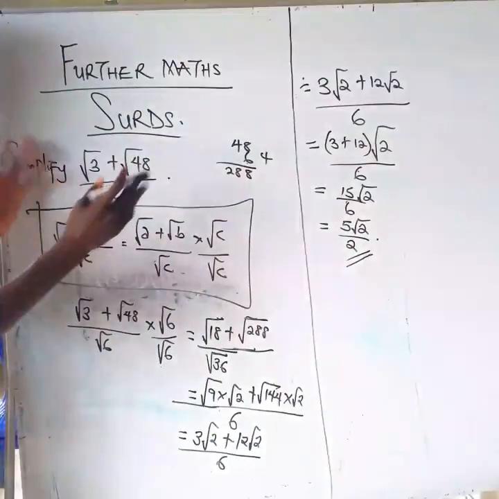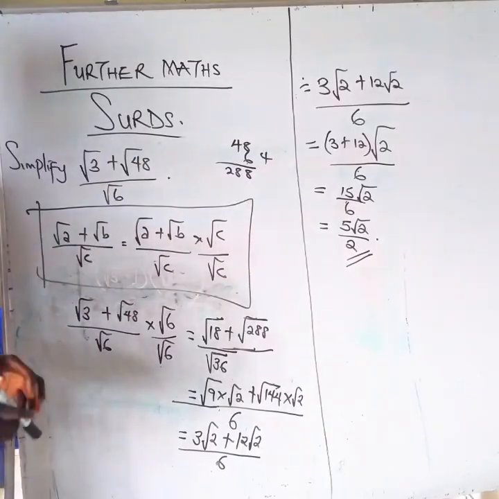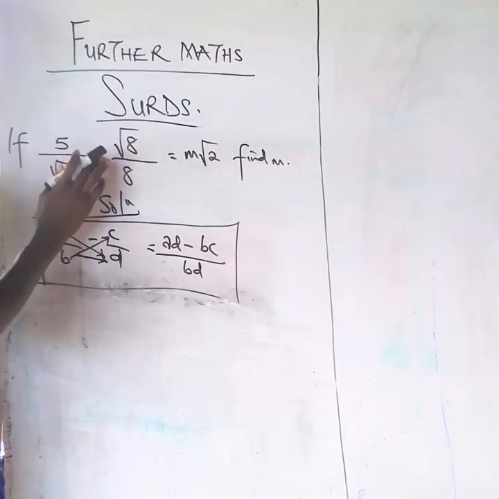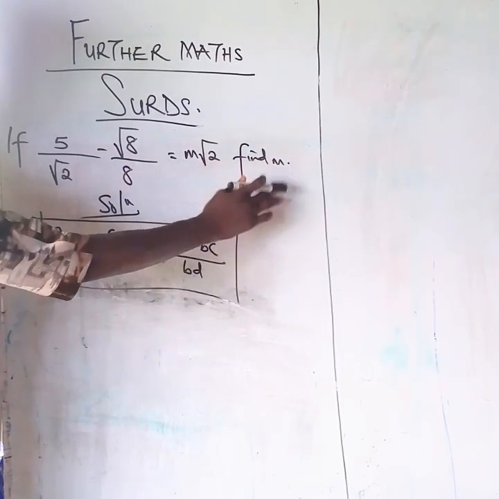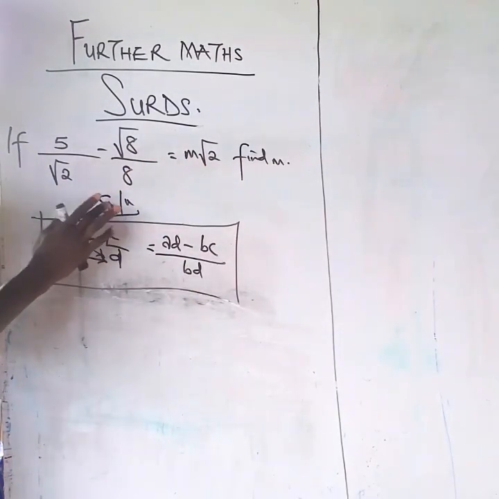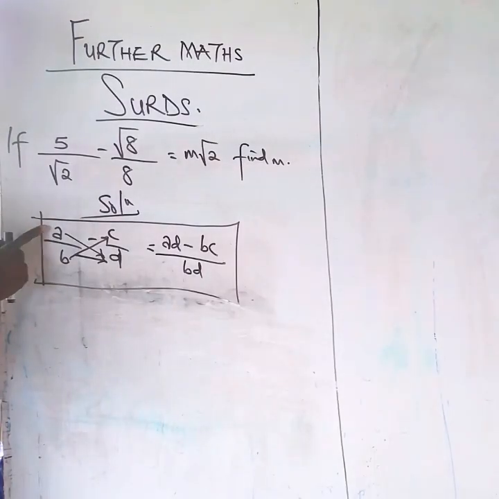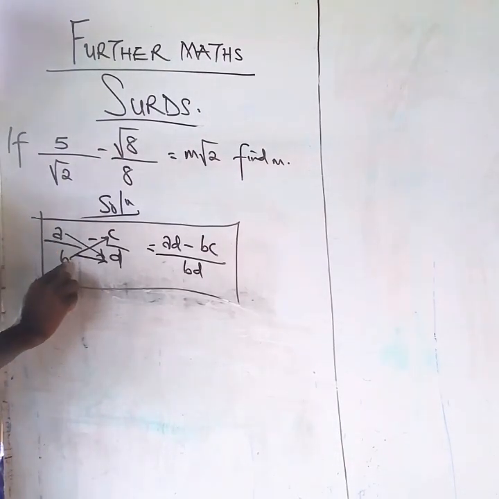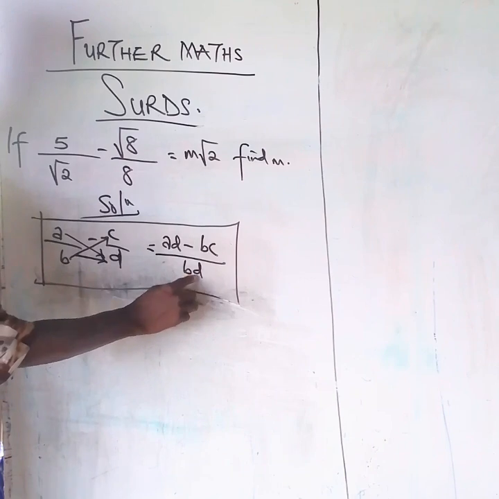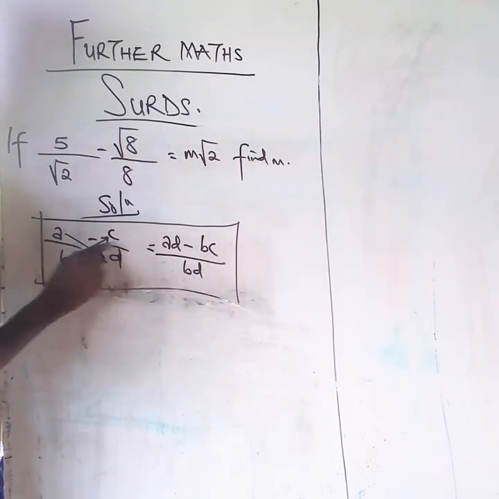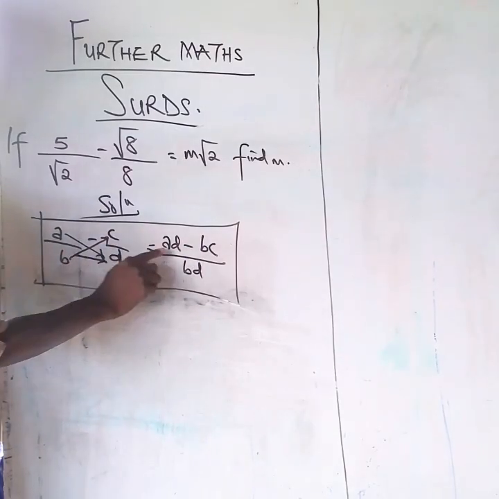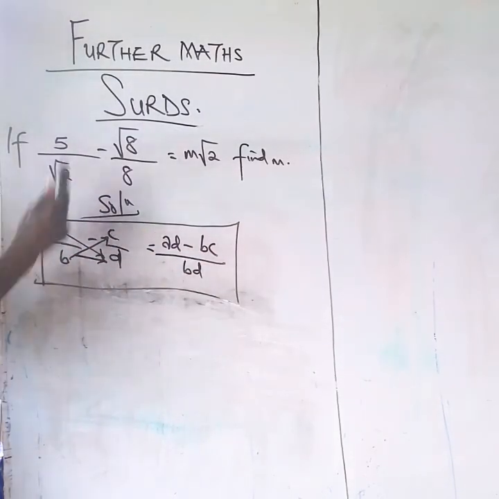I think it's clear. You can see it. The steps are quite progressive and they are easier to solve. 5 over root 2 minus root 8 over 8 is equal to m root 2. Find m. Now we are going to use this solution. If I have a over b minus c over d, how do I get it? First of all, you do b times d gives you bd, which becomes the LCM. Then you have a times d becomes ad minus b times c, which gives you bc. So that is what you're going to use there.